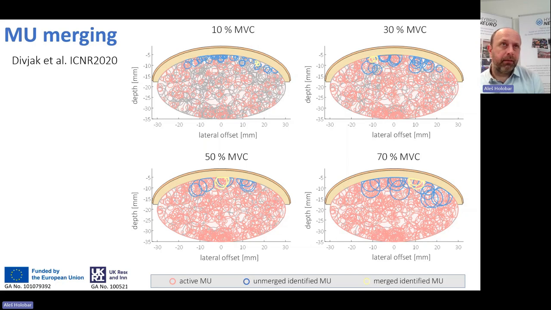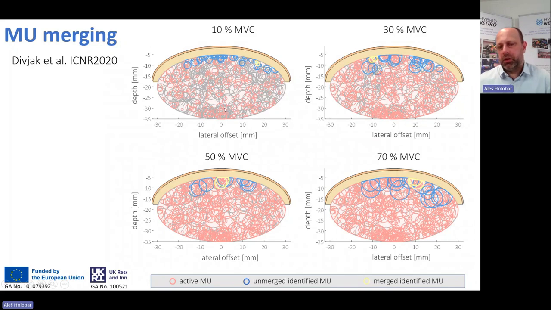Due to the similar properties, close-by motor units in the detection volume of the surface electrodes share the properties. So if they have a similar conduction velocity, similar length, similar orientation of the muscle fibers, similar size in the motor unit territory, then they will have very, very similar contributions to the EMG signals, and therefore they will be very difficult to tell apart. We call this a problem of motor unit merging in the estimated spike trains.